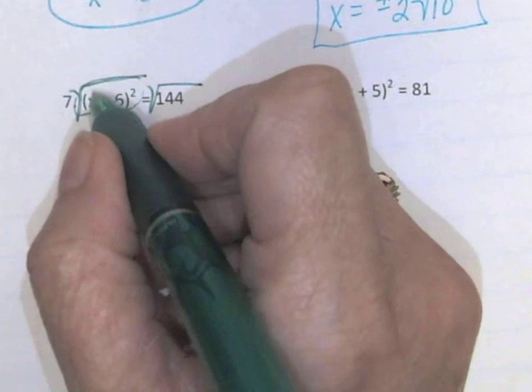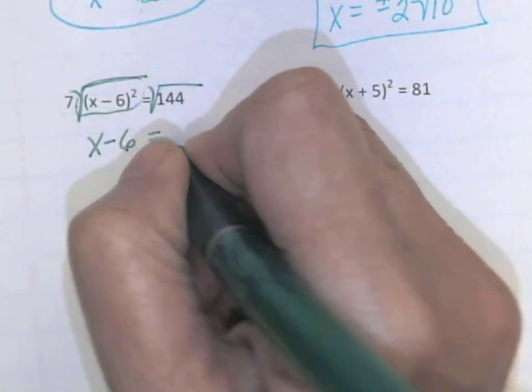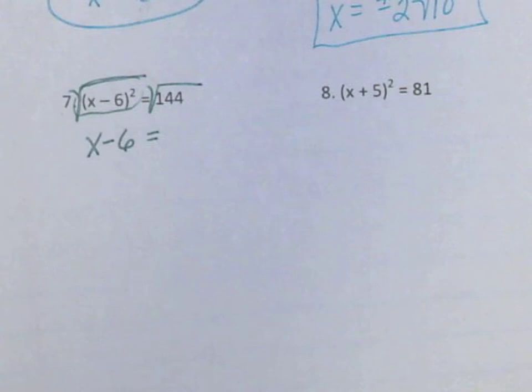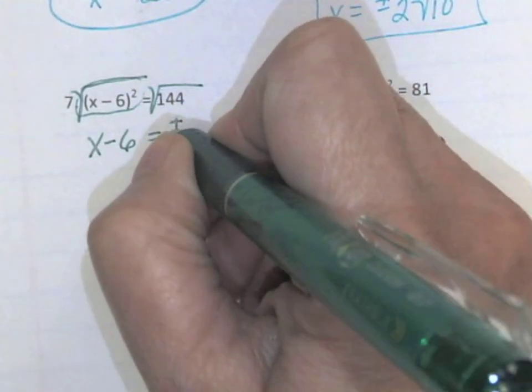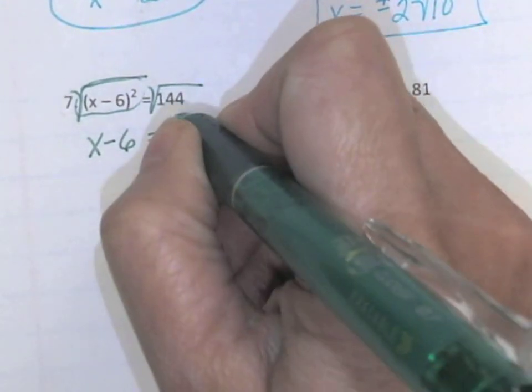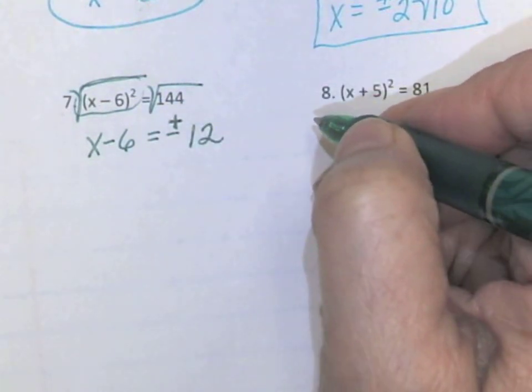So it's kind of like we're doing PEMDAS backwards. Let's take the square root of both sides. All that does is get rid of the squared and leave me with what's in parentheses. So I just get rid of the squared. Now I have x minus 6. Drop the parentheses. What is the square root of 144? It's 12, but remember, I need both the positive and the negative 12.